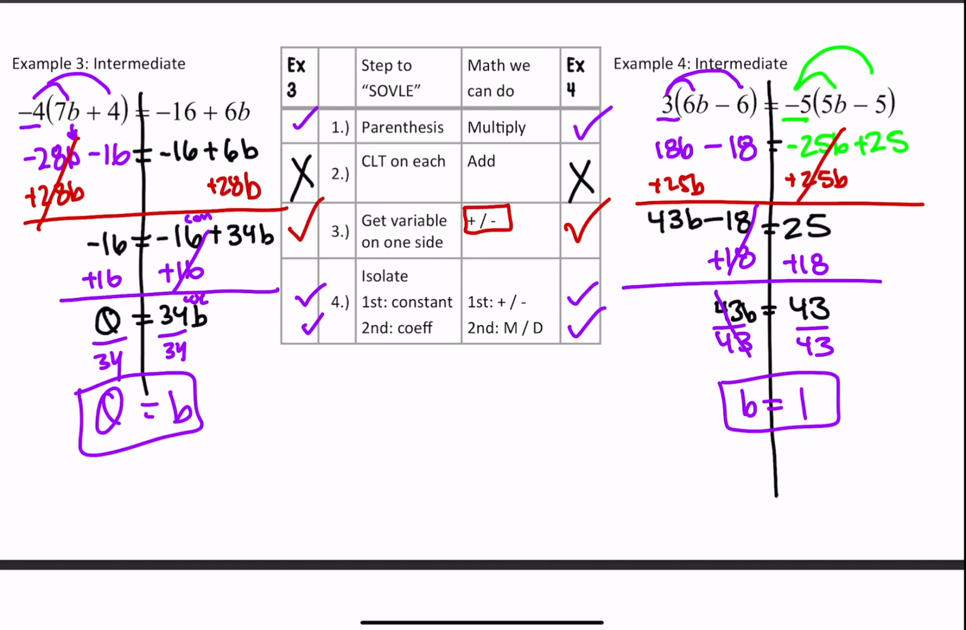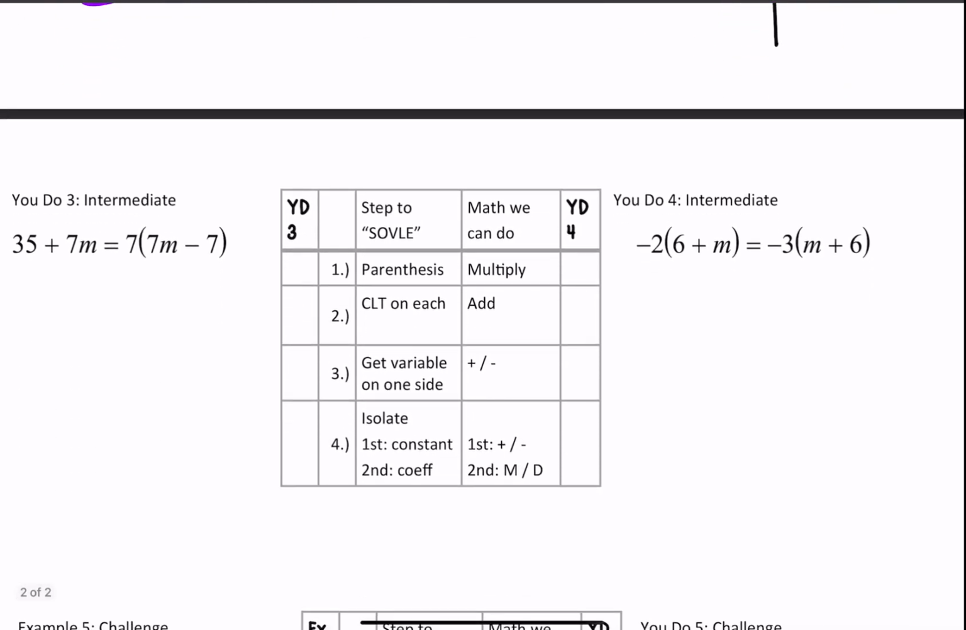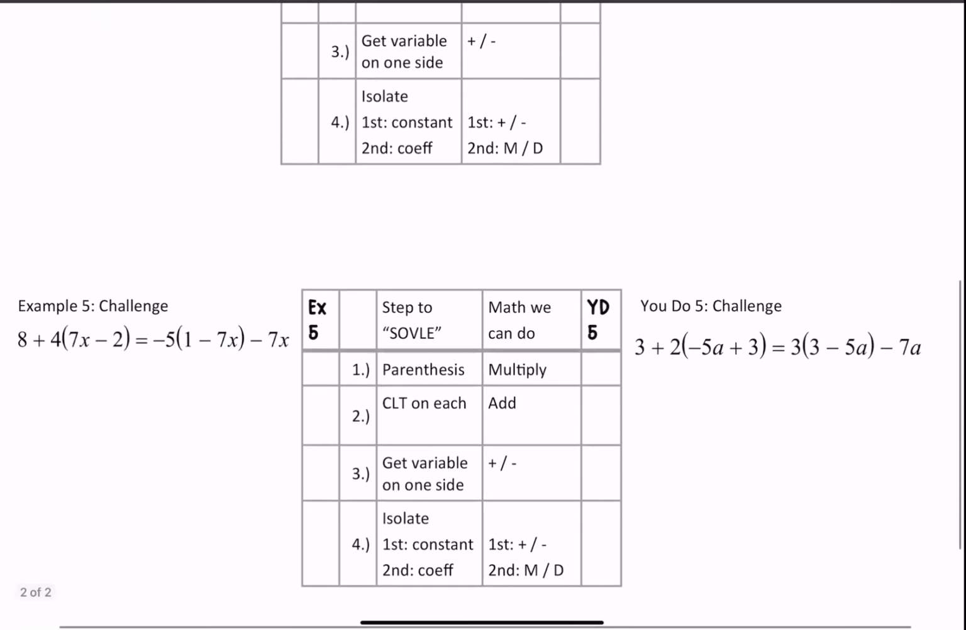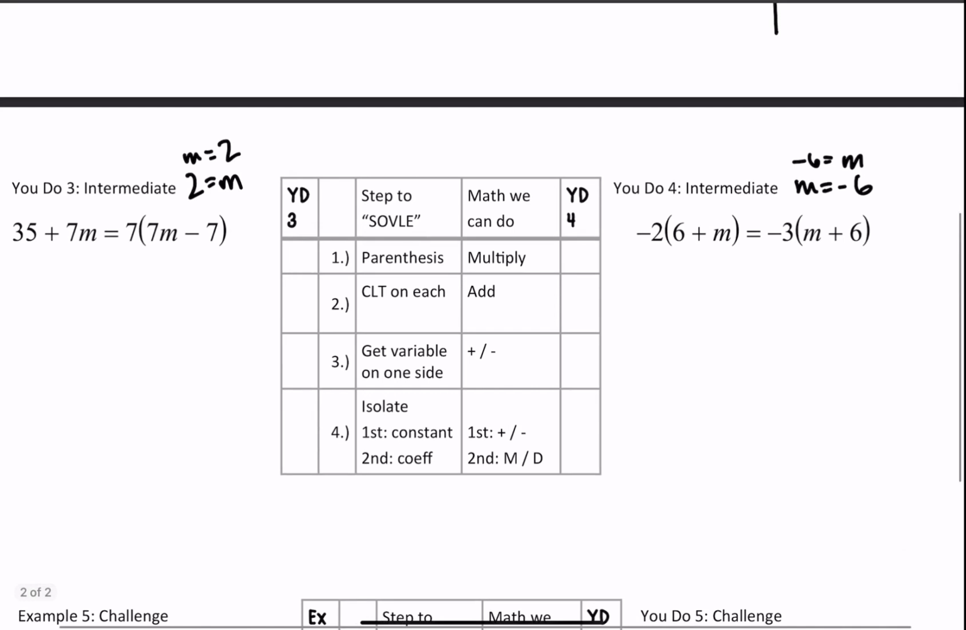Okay, so if you need to rewatch these examples to help you with the you-dos, please do. You should get for number 3, 2 equals m. And number 4, you should get m equals negative 6 or negative 6 equals m. Either way, you should get one of those two, okay? Again, rewatch the video if you want. The challenge we only did in class, so you don't have to do that one, but I definitely want you to do the you-dos parts.